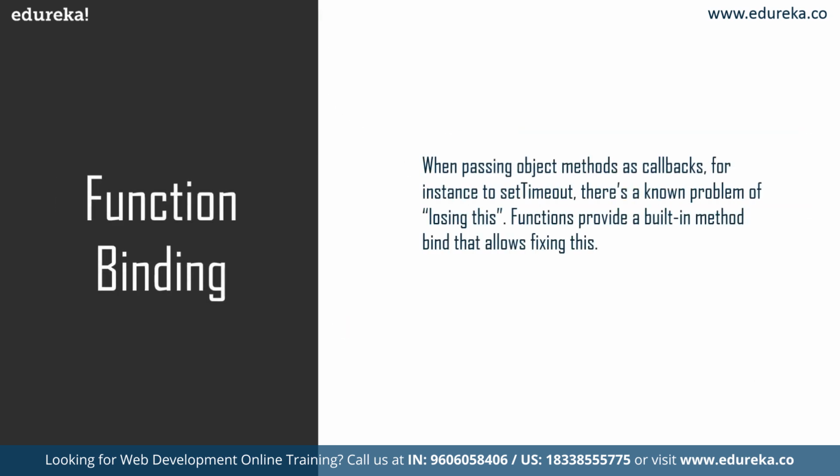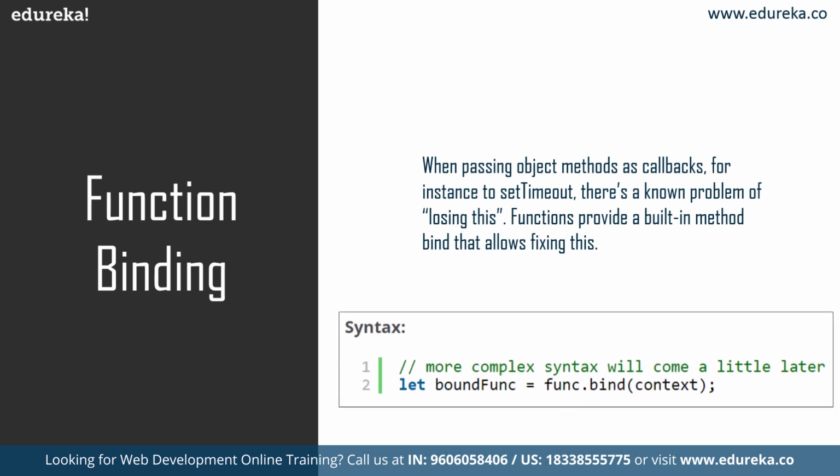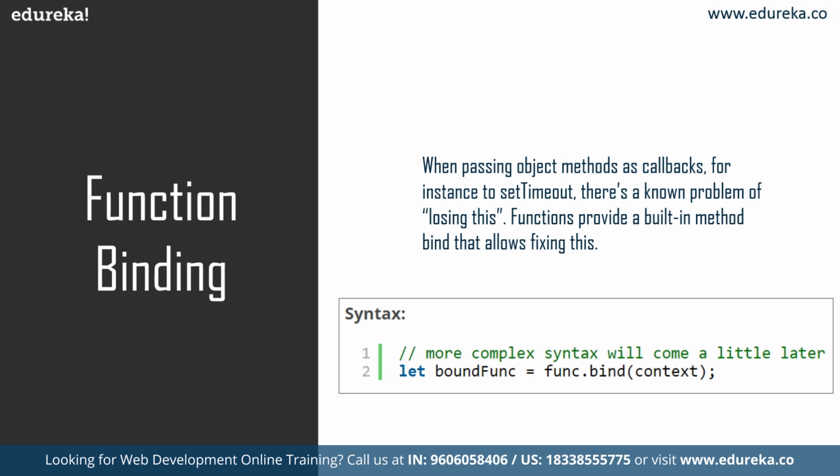Now moving on to the next one, there's function binding. When passing object methods as callbacks, for instance to setTimeout, there is a known problem of losing this. Functions provide a built-in method bind that allows fixing this. You can have a look at the syntax. We have a let boundFunc which will take func.bind(context). The result of func.bind(context) is a special function-like exotic object that is callable as a function and transparently passes the call to func, setting this equal to context.